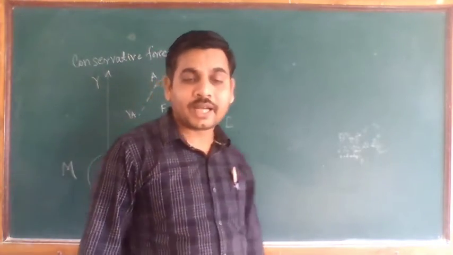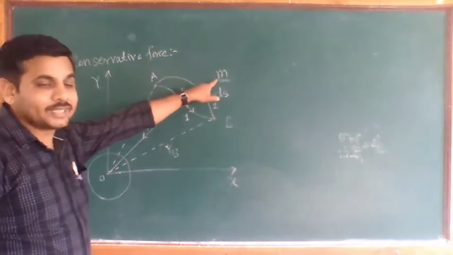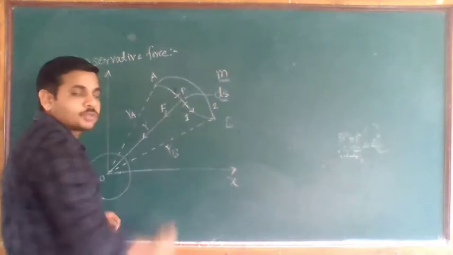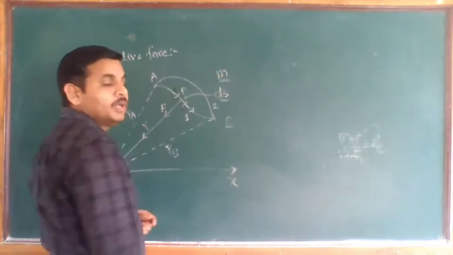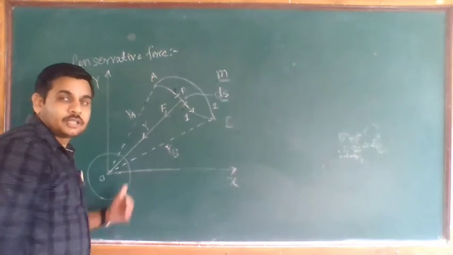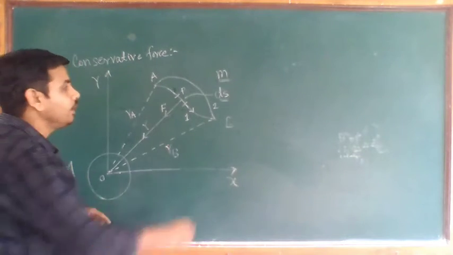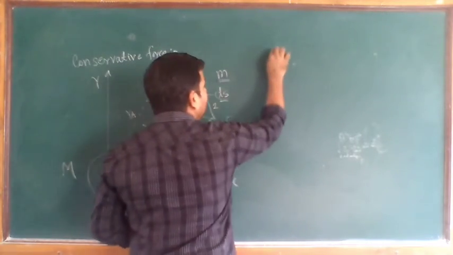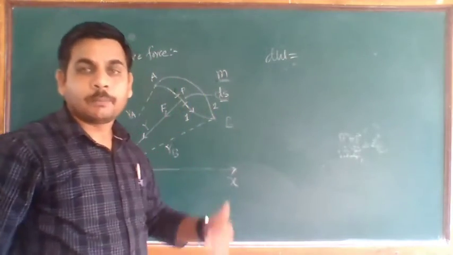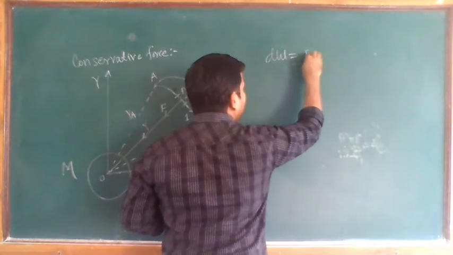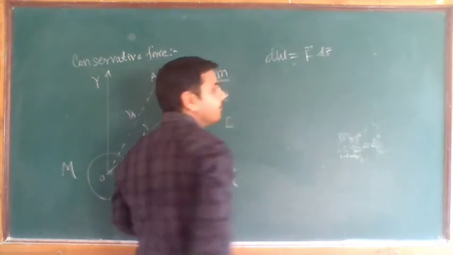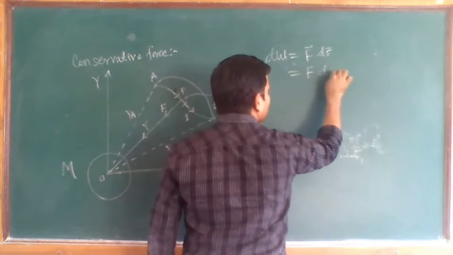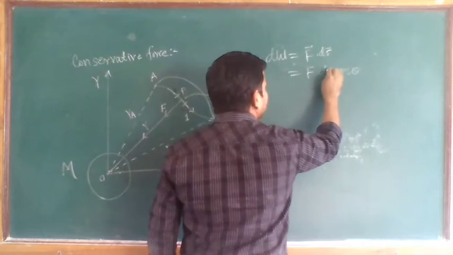The total work done by the gravitational force moves the body of mass m through a small displacement ds, because of the force exerted by the mass M. So we define the work done dW, with the application of the force F, as F dot ds, which is nothing but F ds cos theta.